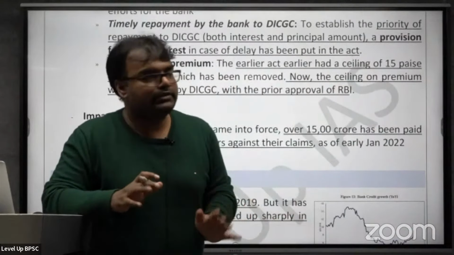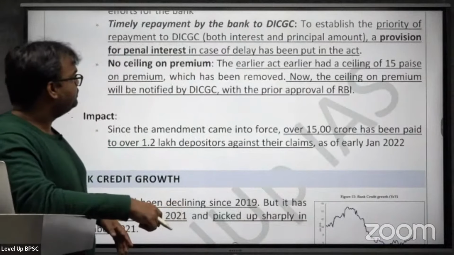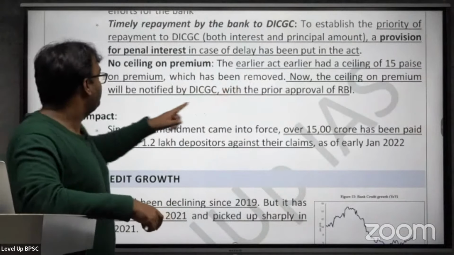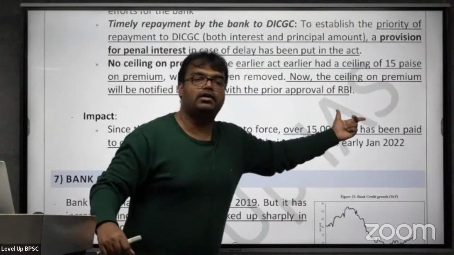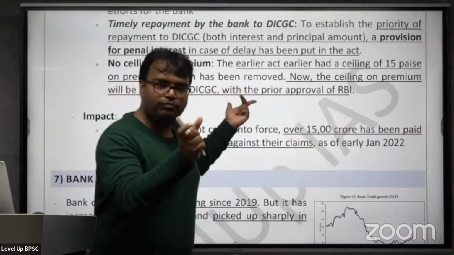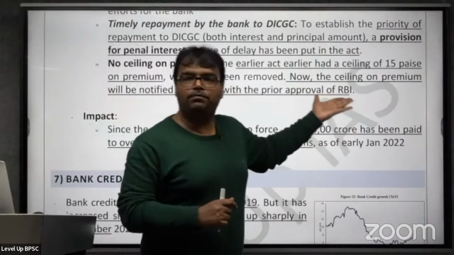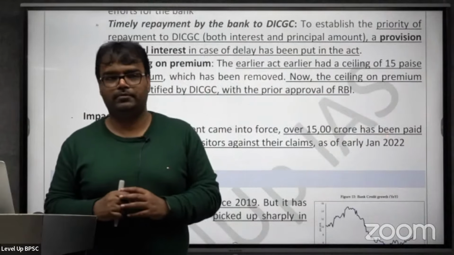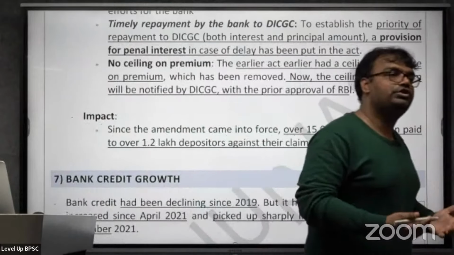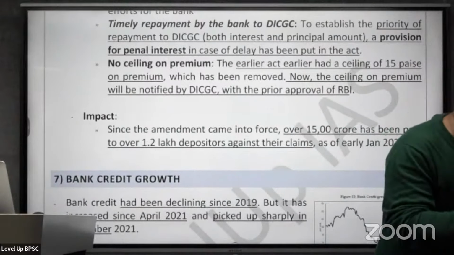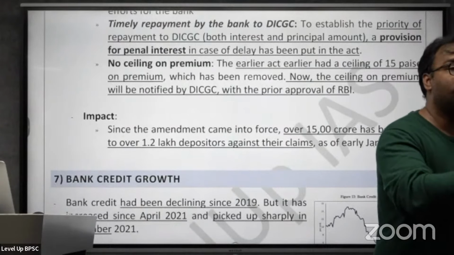The law says that now the ceiling on the premium would be notified by DICGC with the prior approval of RBI. So DICGC would decide what the premium amount will be and it will be approved by RBI. These are the changes which have been made in the Deposit Insurance and Credit Guarantee Corporation Act, Amendment Act 2021.